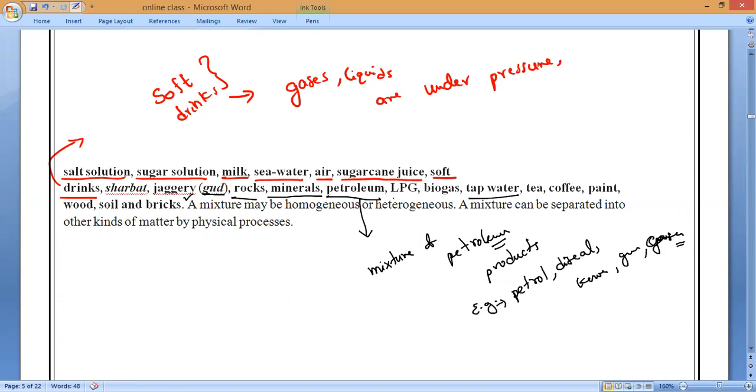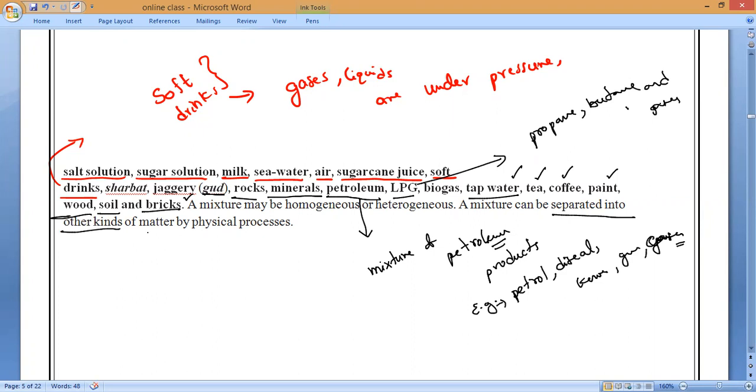Next, our tap water, LPG. Our house LPG contains propane, butane, and other gases, so that is why it is called a mixture. Our tap water, tea, coffee, paint, wood, soil, rock, bricks, all these things we call impure substances. Also we can call them mixtures.